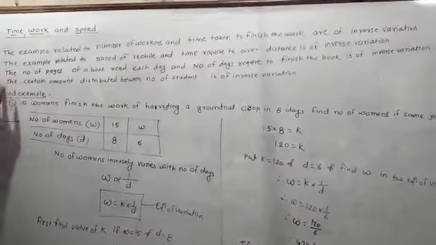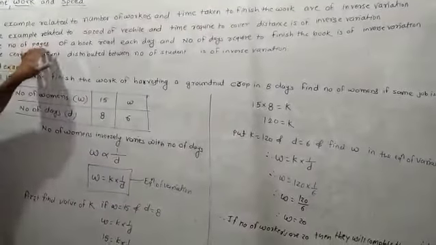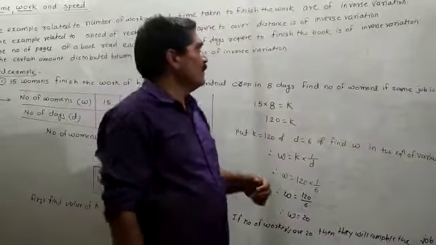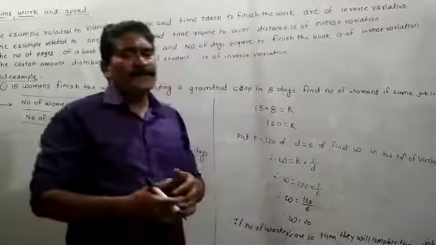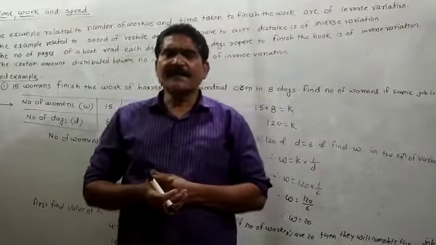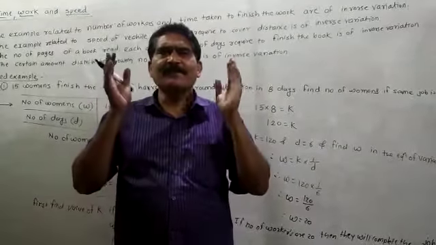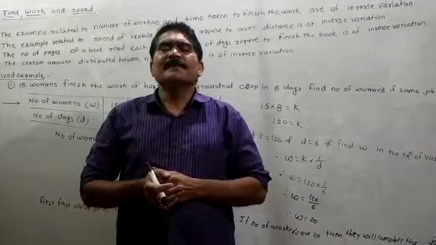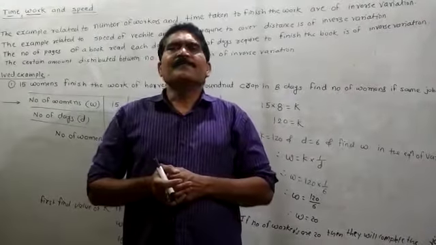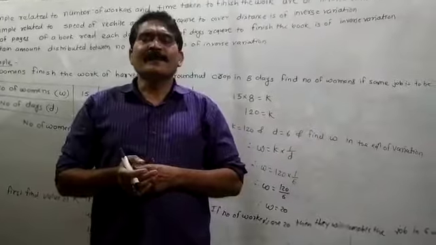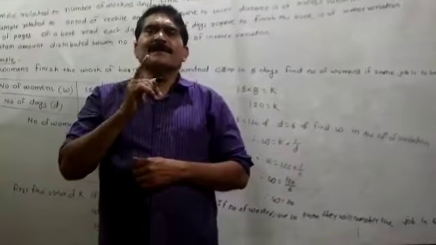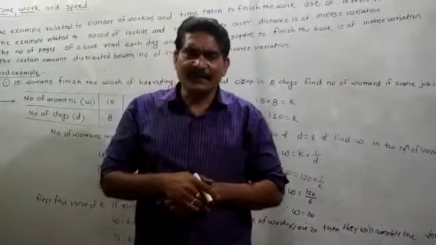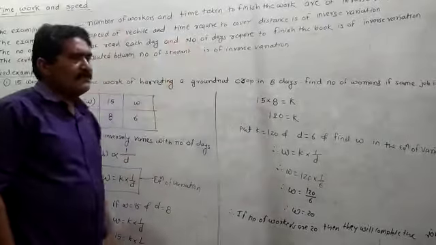The next example is the number of pages of the book read each day and the number of days required to finish the book. If you read more pages each day, you will complete that book within very few days. If you read more pages, you will require fewer days, and if you read fewer pages, you will require more days. This example is also the inverse type of variation.